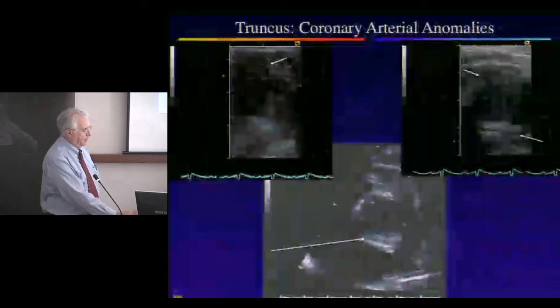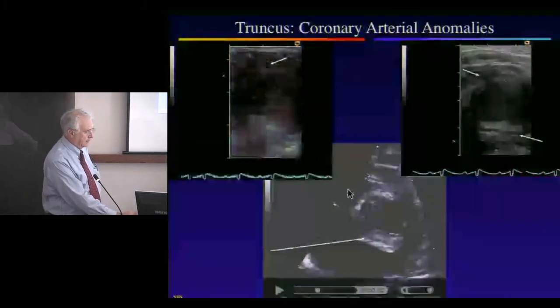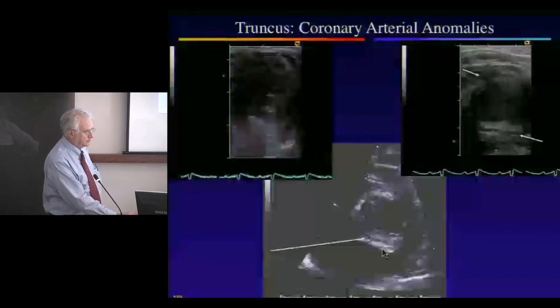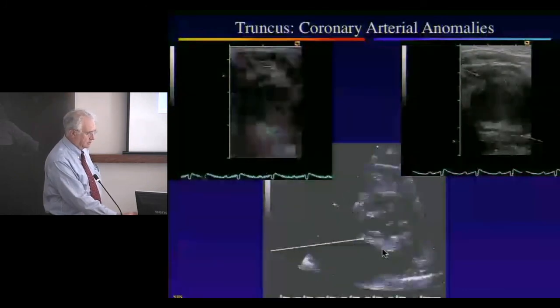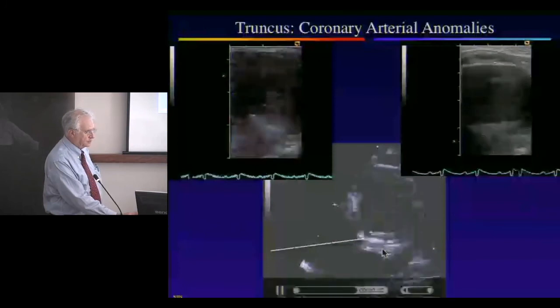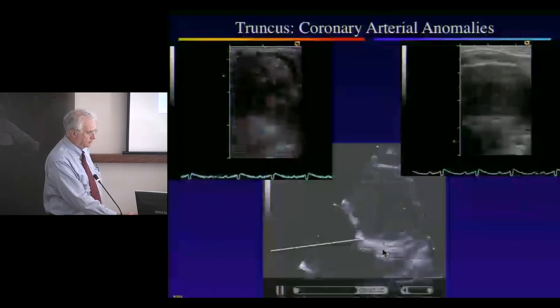Of course, there are other problems in truncus. Here's a giant conus branch. Here again is another intramural course here. So you see a large conus branch in the front on this patient here, and then another patient with a probable intramural course of that coronary artery.